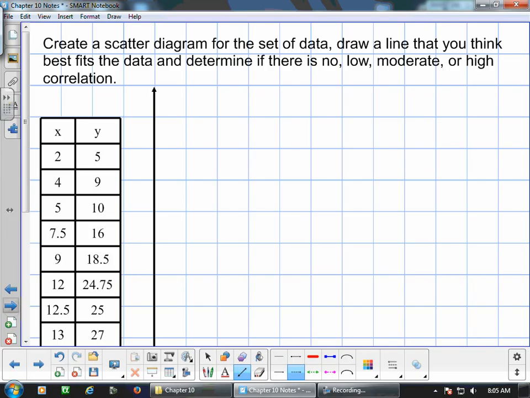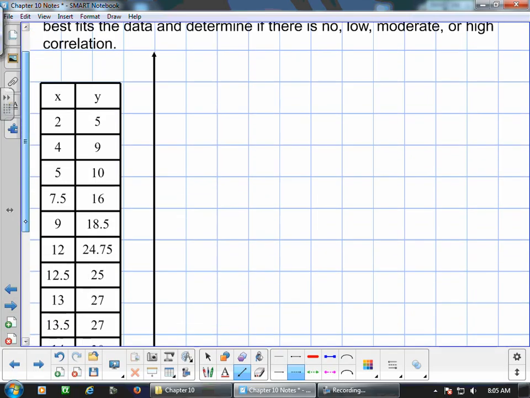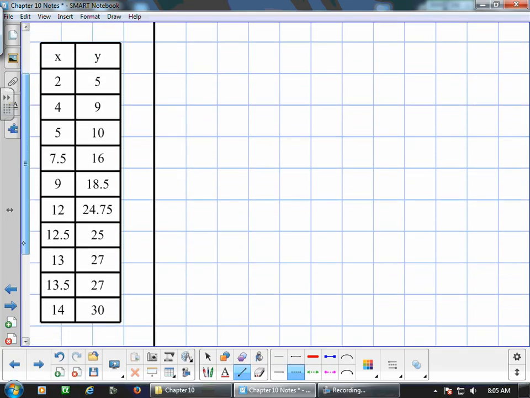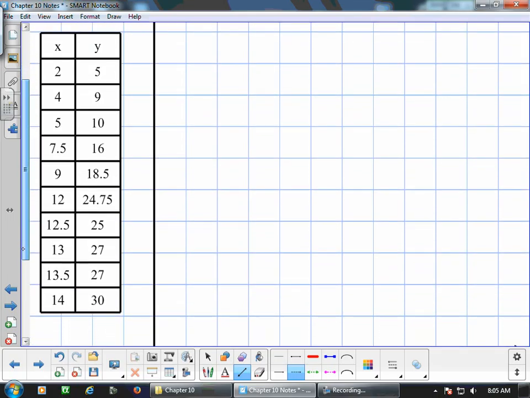All right, so let's create a scatter diagram for the set of data. We're going to draw a line that we think best fits the data and determine if there's no, low, moderate, or high correlation here. Okay. So here's our set of x values and y values. We're just using a generic set of data here, just something I typed up.